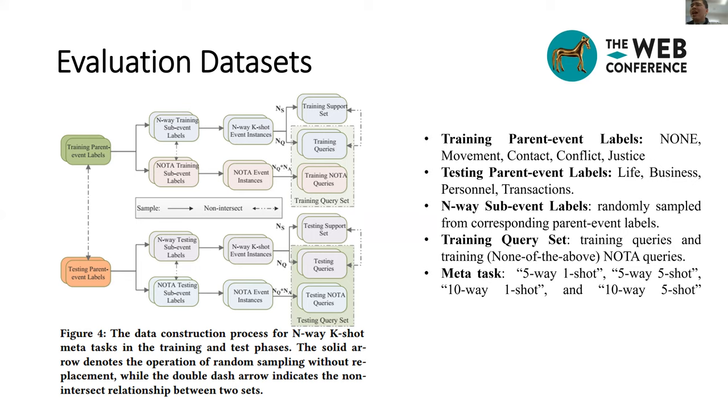The training query set consists of two parts, training queries and the training NOTA queries. NOTA queries means none of the above queries appear in the support set. In conclusion, we mainly consider four types of main tasks. That is 5-way one shot, 5-way five shot, 10-way one shot, and 10-way five shots.